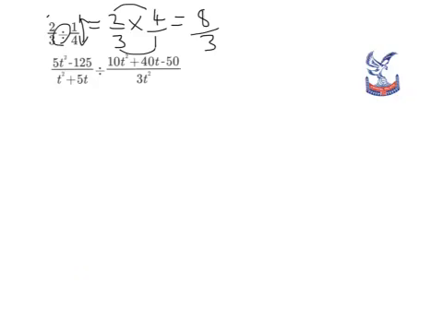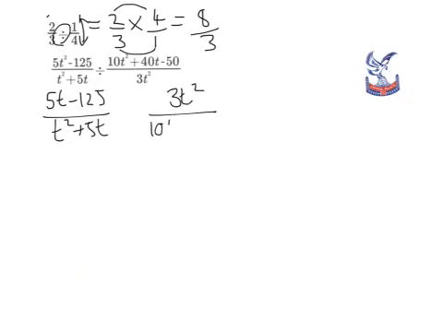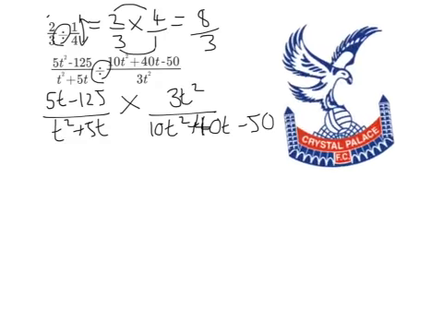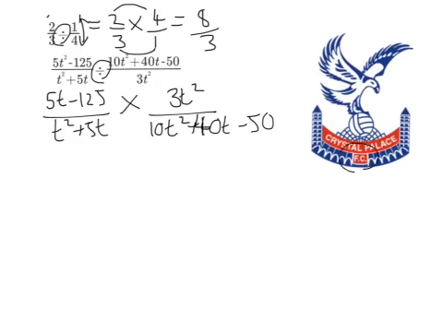So we're going to do the same with the algebra. We're going to keep the first fraction as it is, t squared plus 5t. We're going to flip the second one, 10t squared plus 40t minus 50, and we're going to change the divide sign to a times. Before we do any kind of timesing out, we're going to remember FC stands for factorise and cancel. I've lost my squared there, let's pop it in: 5t squared minus 125.